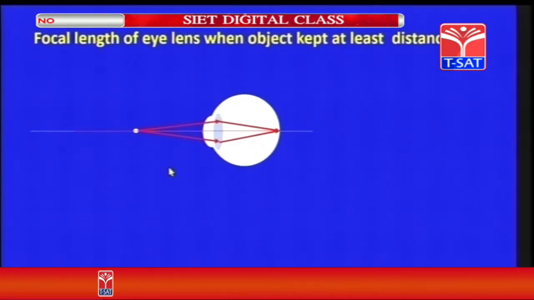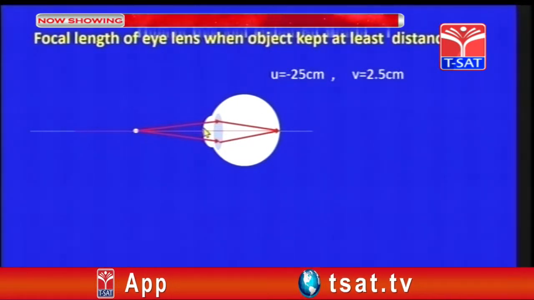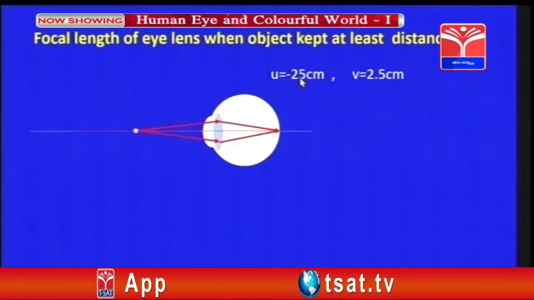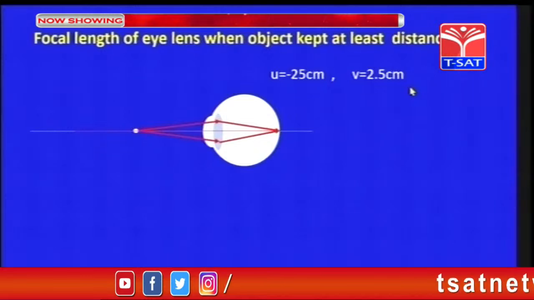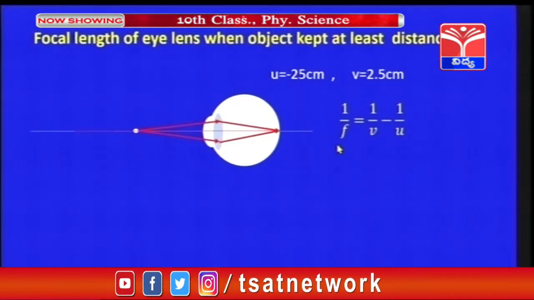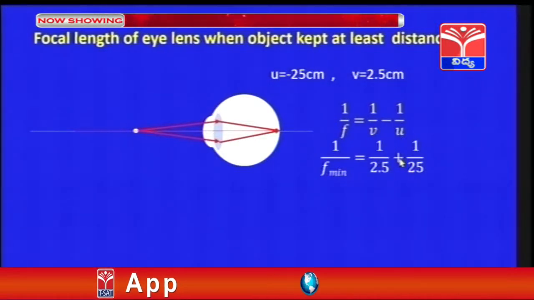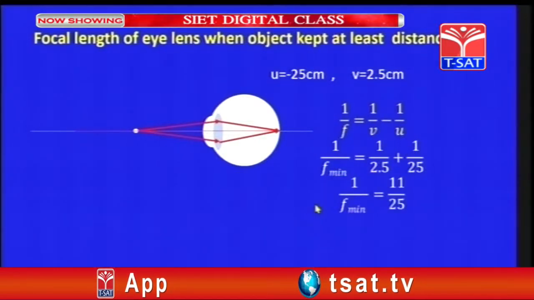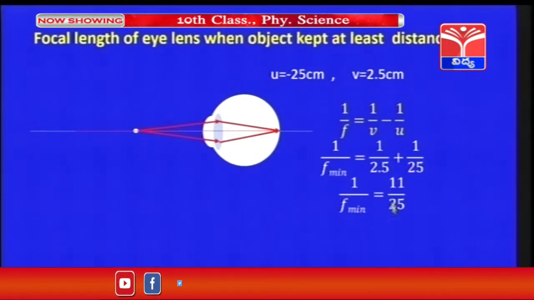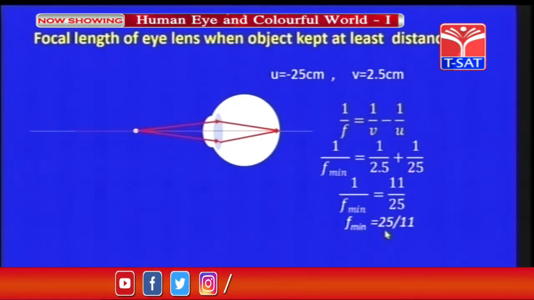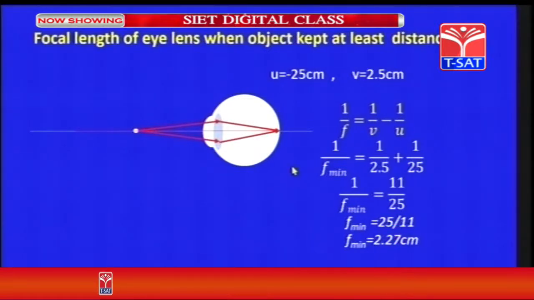In this situation, the object distance is 25 centimeters, because it is the standard value taken for a healthy human eye, that is u = 25 centimeters, and image distance is v = 2.5 centimeters. Substitute in the lens formula: 1/f minimum = 1/2.5 + 1/25. Calculate the value as 1/f minimum = 11/25, then f minimum = 25/11, and the answer is 2.27 centimeters.